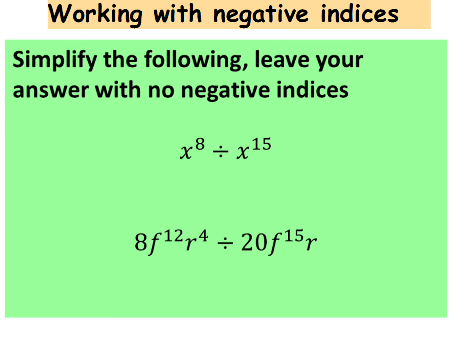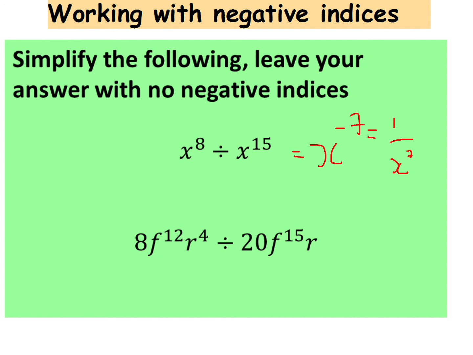Right, guys, so feel free to have a go at these questions. Simplify your answer, leaving your answer with no negative indices. So what it means is when you get x to the minus something, then it's written as 1 over that. The first one would be x to the 8 minus 15, which is going to be x to the minus 7, which is 1 over x to the power of 7.